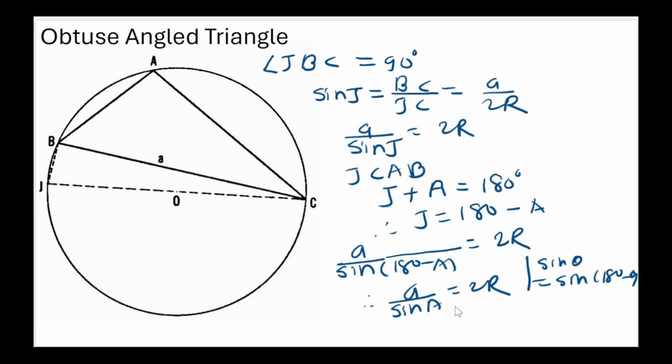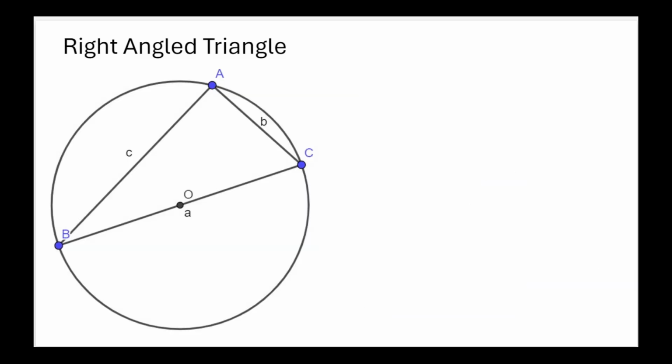Therefore we proved that a upon sine A is equal to b upon sine B is equal to c upon sine C is equal to 2R. Now the last triangle is a right angle triangle. Here the angle under consideration is A, so this angle is 90 degrees. So angle BAC is equal to 90 degrees.